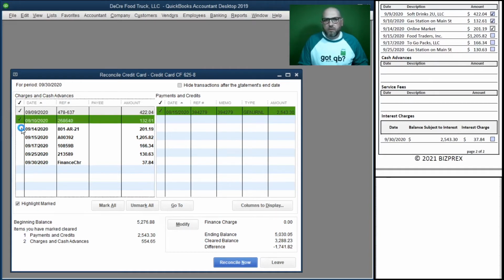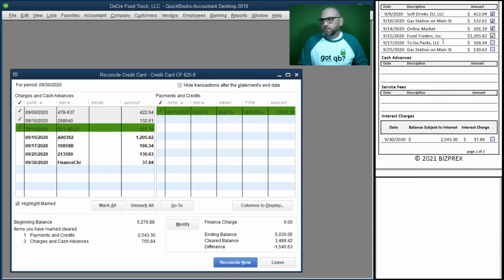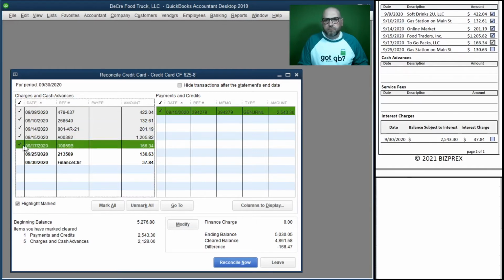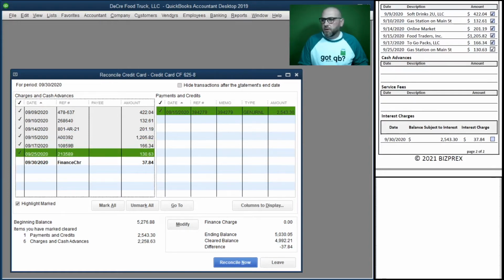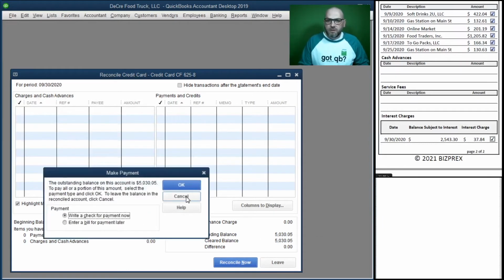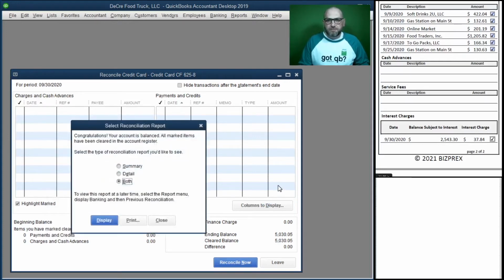Here we are. All right. Here we are, and finance charges here too. And we have 0, right? All right, so reconciliation is correct. We don't need to pay right now.